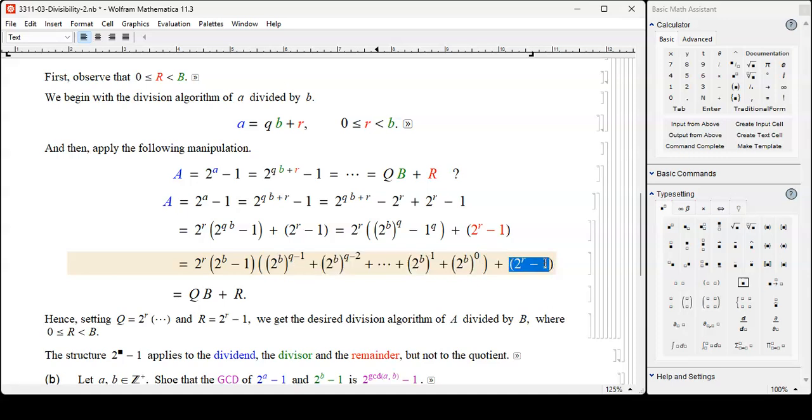So we have this capital R right here, and then 2 to the B power minus 1, B right here, and then the rest is, well, what can I say? They are just a bunch of integers multiplied and added, so it's an integer. So that becomes Q. So Q times the divisor plus the remainder. We get the desired form.